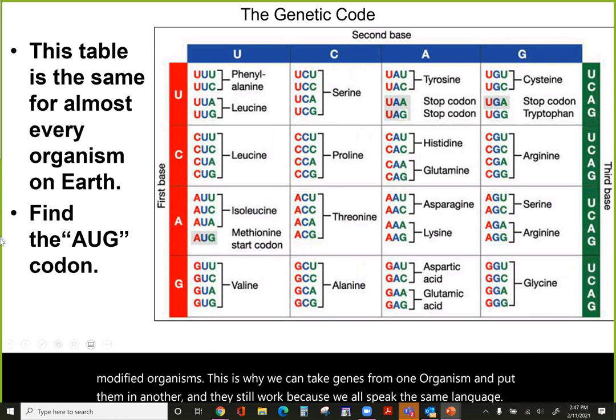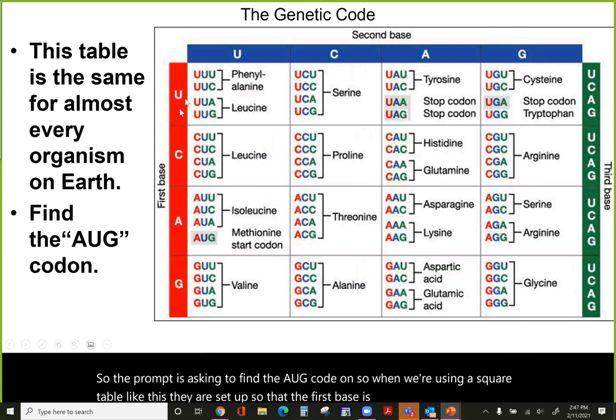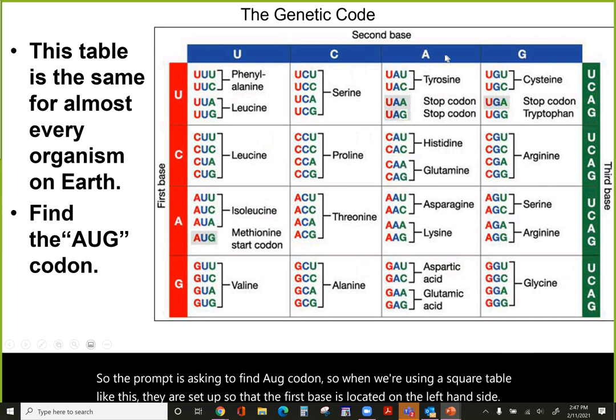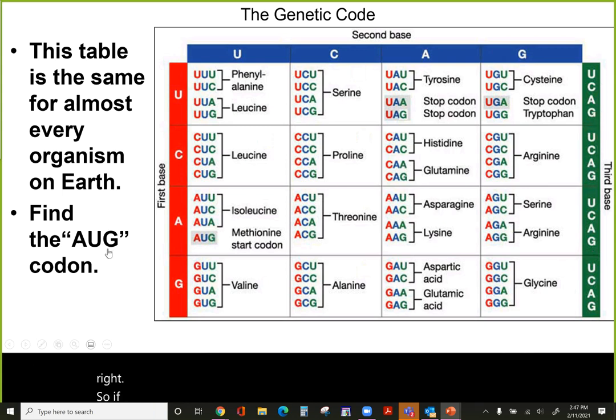So the prompt is asking to find the AUG codon. When we're using a square table like this, they're set up so that the first base is located on the left-hand side, the second base is located across the top, and the third base is located along the right. So if we're looking for the AUG codon, I find A, my first base. U is my second base, so I come over and down. AU, and now I look for my third, AUG.